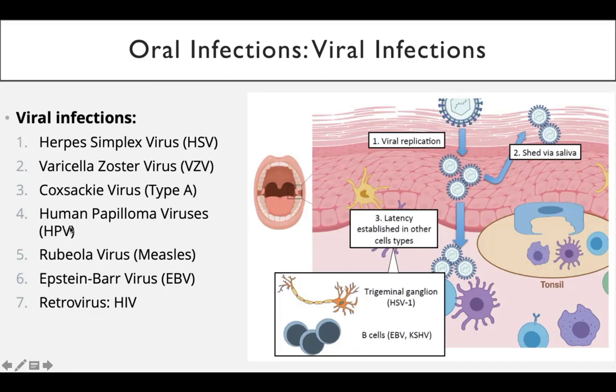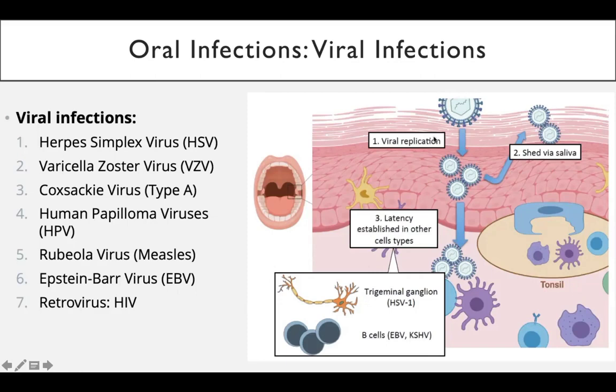Then we have human papilloma virus, and then we have rubella, measles, part of the MMR vaccine: measles, mumps, rubella. But this is not rubella. This is not mumps. This is rubeola, measles, not German measles. And then Epstein-Barr virus, EBV, and retrovirus HIV.